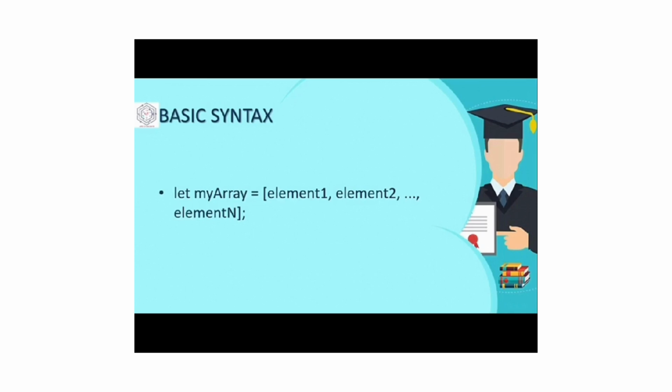Let me explain this syntax. Here, let is the keyword used to declare the variable, and myArray is the name of the array variable, followed by an equals sign and square brackets. The square brackets are used to declare the array. Inside the square brackets are element 1, element 2, element n, and so on. Each element can be of any data type. What is a data type? Data types are boolean, number, function, object, etc.